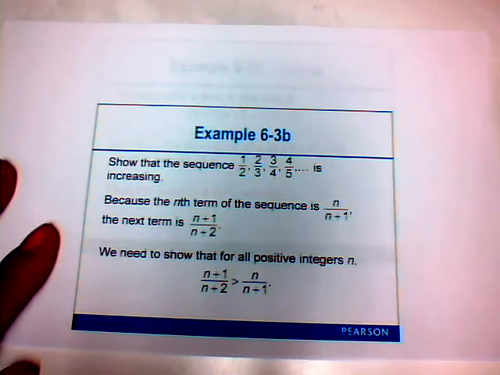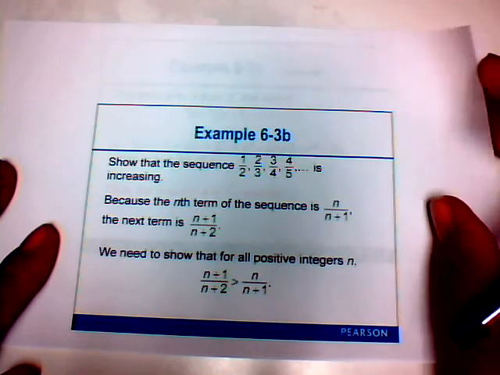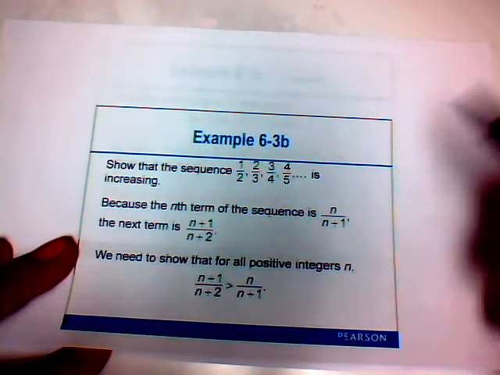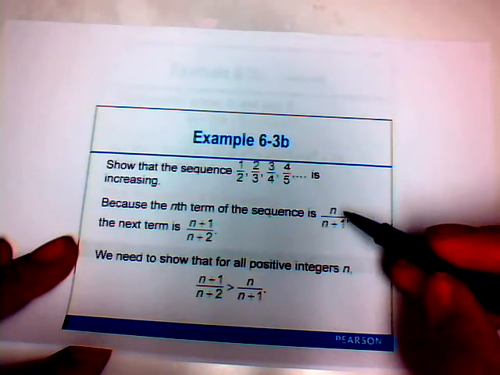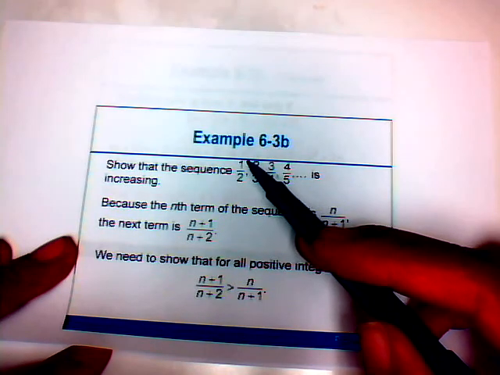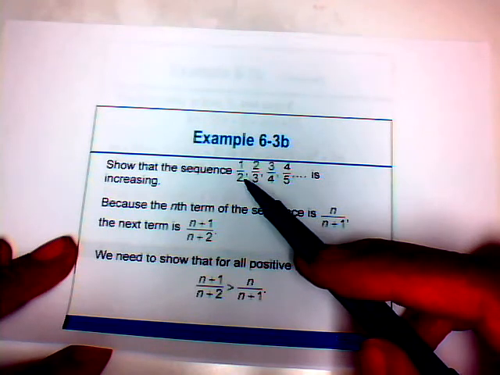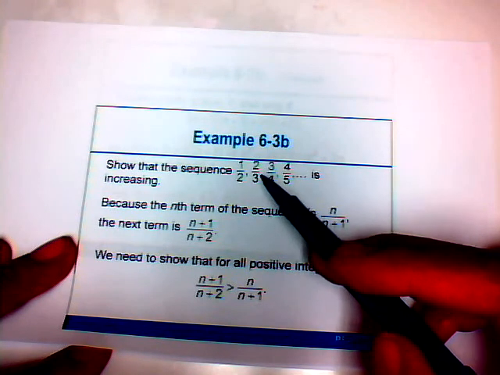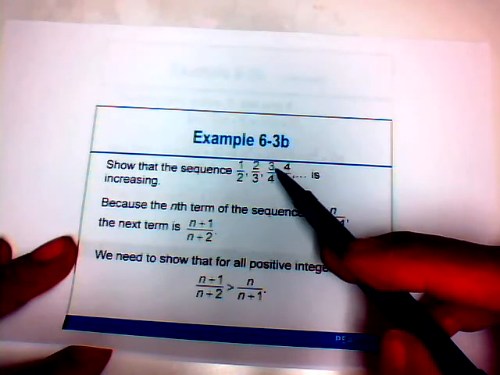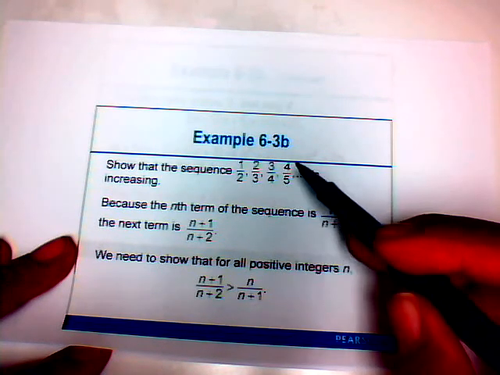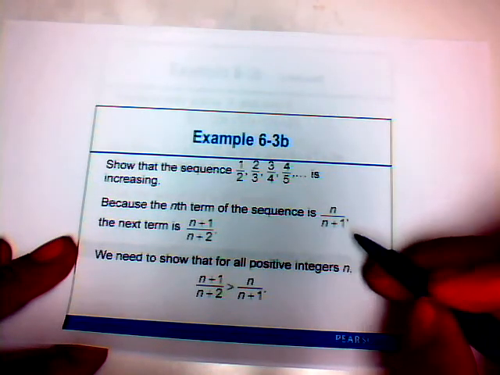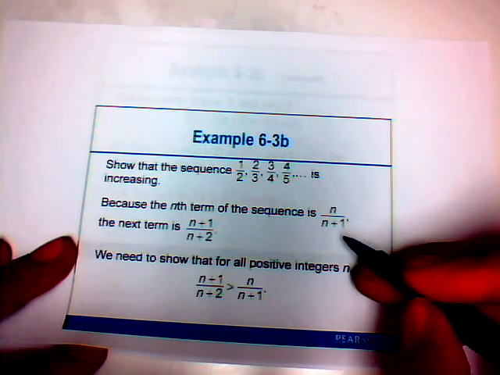Now show that the sequence 1/2, 2/3, 3/4, 4/5 is increasing. Let's look at the nth term of this sequence. It's going to be n over n plus 1. Now where do we get that from? Notice that for 1/2 the denominator is 1 more than the numerator. For 2/3 the same way. And that's the consistent pattern for 3/4 and 4/5. So if we let n be the numerator, then the denominator is 1 more than that, which is n plus 1. So that's why we have n over n plus 1.